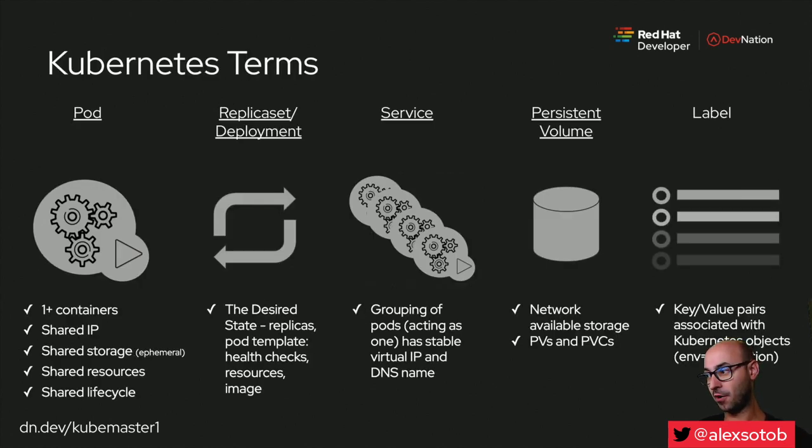More terms that are important for Kubernetes. The first one is what a pod is. A pod, as I said, is one or more containers, and all the containers inside this pod share an IP, shared storage, shared resources, and a shared lifecycle.